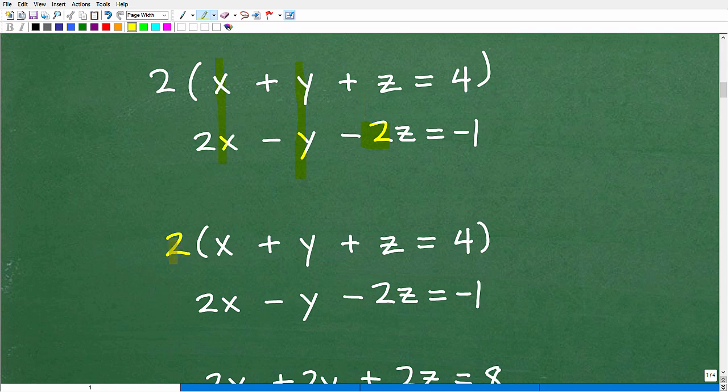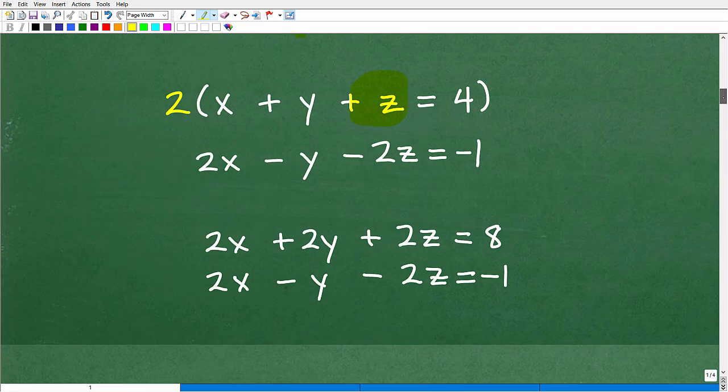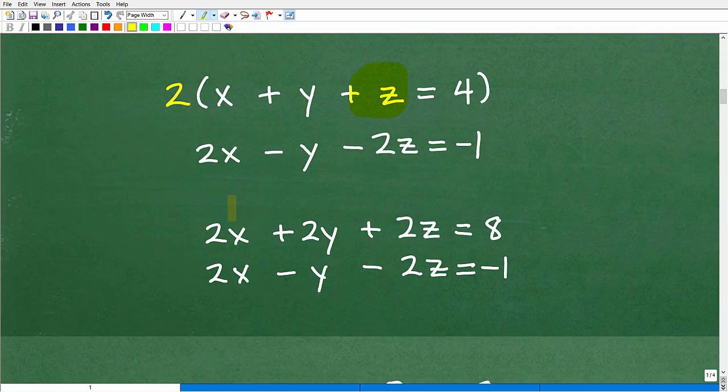All right, so I'm going to multiply 2 by this first equation. That's what I'm going to do. Why? Because I want a 2z there, so I can get rid of the z. And let's see the work. When I do the distributive property, I'm going to get 2x plus 2y plus 2z. Remember this 2 is getting multiplied by everything here.